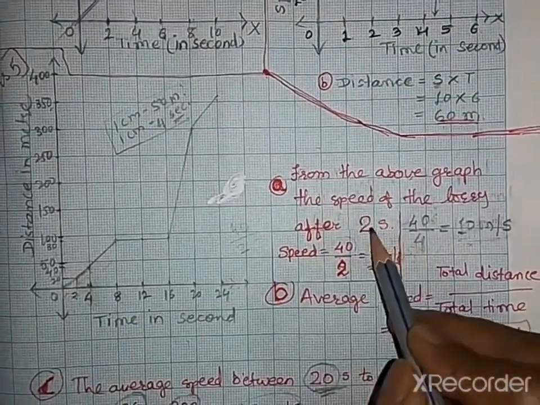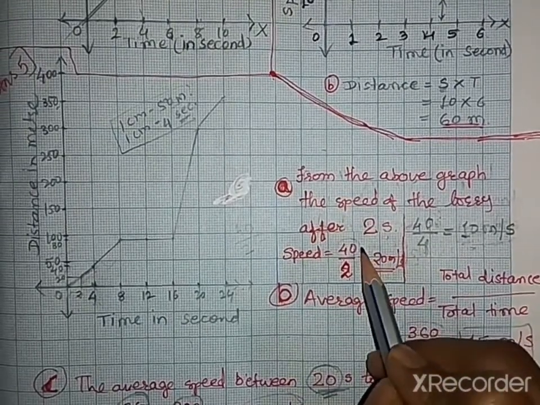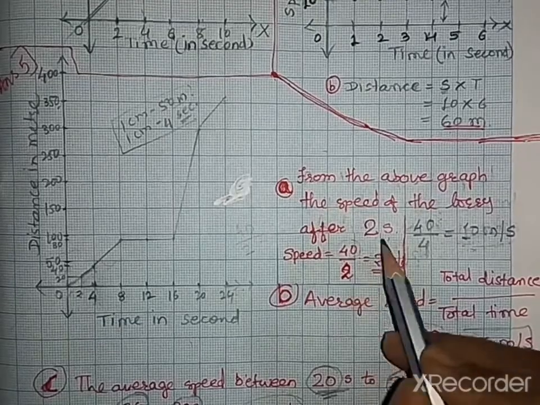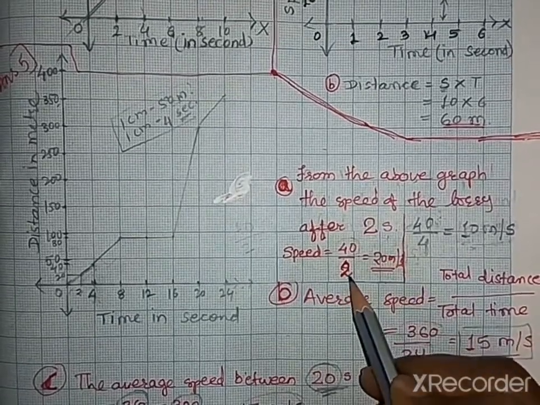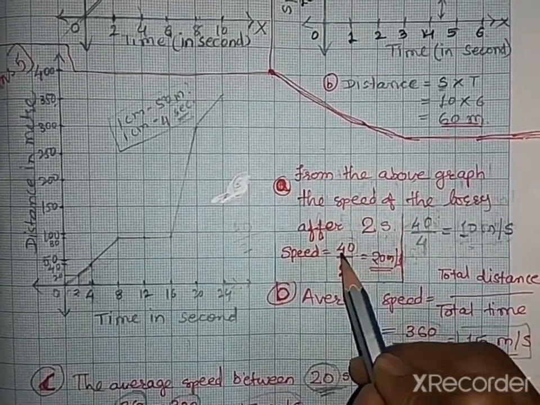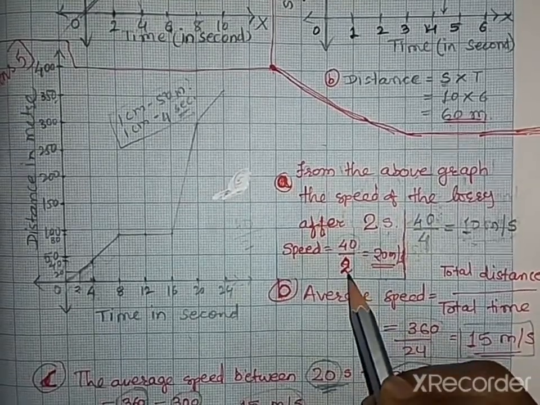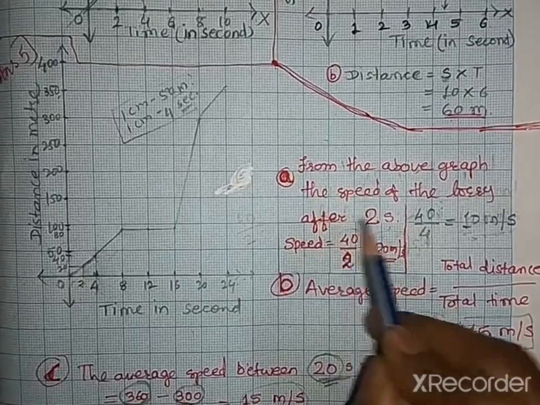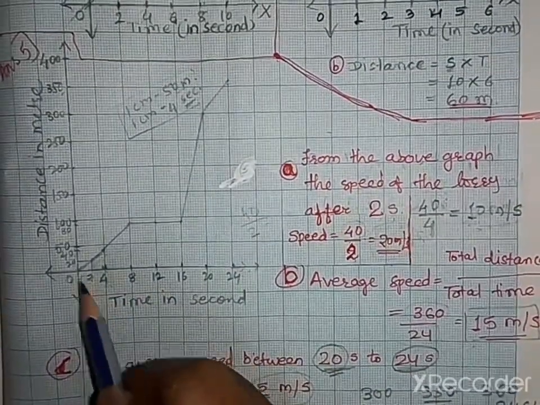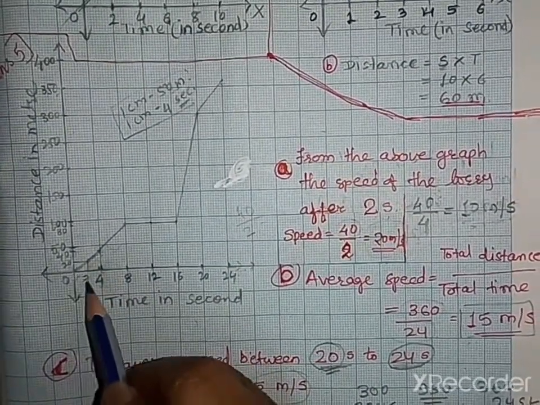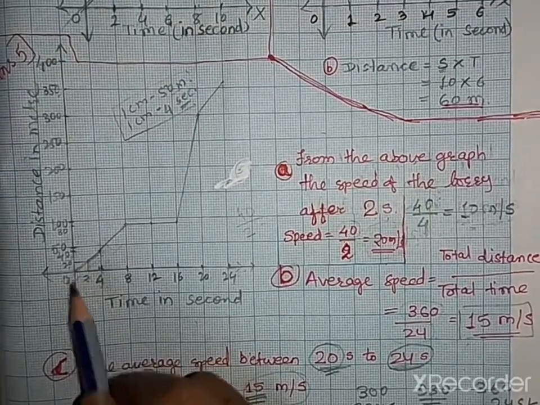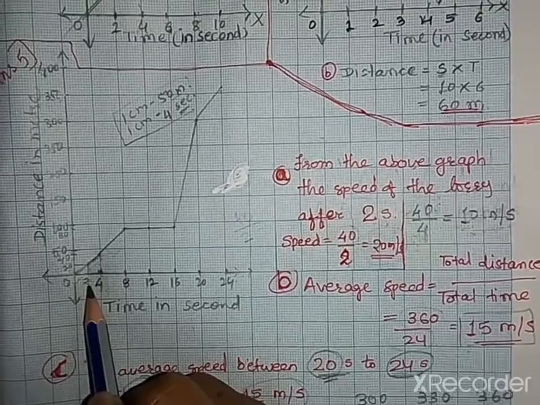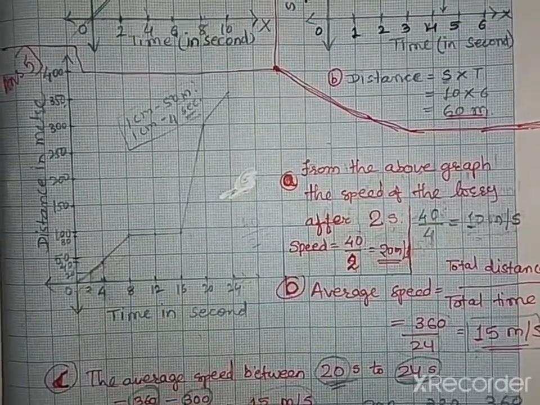Now we have to find out after 2 seconds. So again we can take this distance 40 meter, and the time we will change. We want 2 seconds, so we will take the time 2. So 40 meter divided by 2 seconds, we will get 20 meter per second. So this is the speed of the lorry after 2 seconds. In the graph also you can see the lorry reaches 20 meter in 2 seconds.